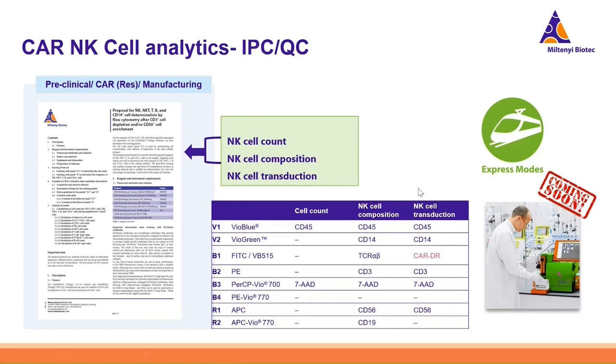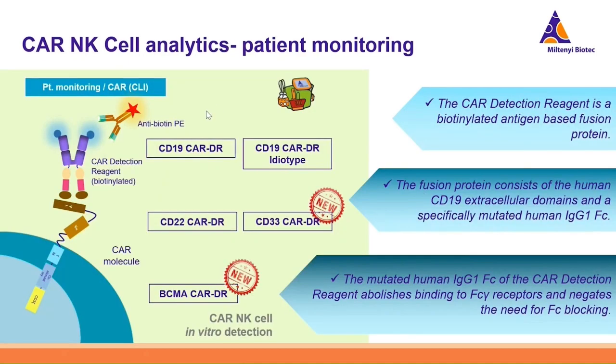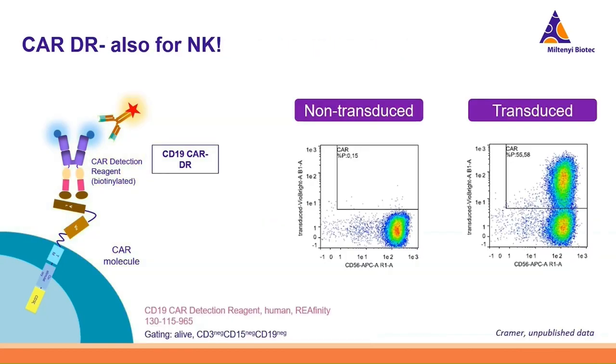We have CAR detection reagents. Mainly, these have been very famously used for T cells, but they also work for NK cells. There are some CD19 therapies around that the T cells are using, but NK cells are doing that too. And we have also developed different CARs for others like CD33 or BCMA. We have tested this not only for T cells, they also work for NK cells. So if you're using any of these types of targets like CD19, you can also use our CAR detection reagents.